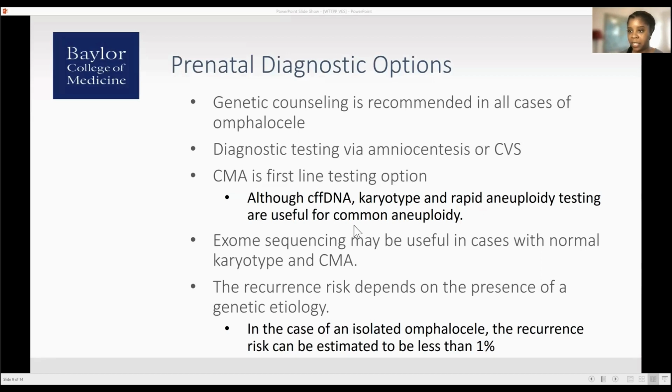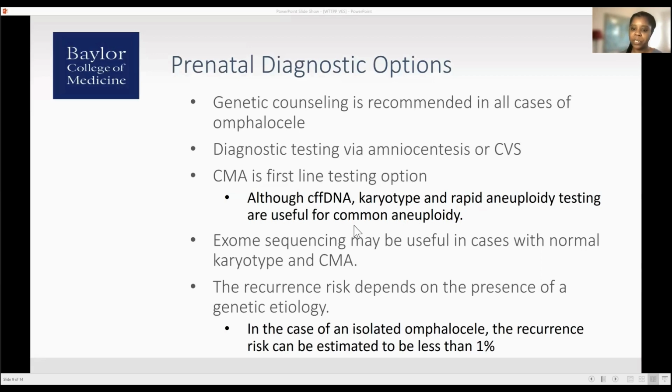So in the case of a small bowel containing only omphalocele with a normal microarray and carrier type, consideration for Beckwith-Wiedemann syndrome and further testing strategies will be important. Also, in cases in which the microarray and carrier type are normal, exome sequencing may also be useful in identifying single gene disorders.